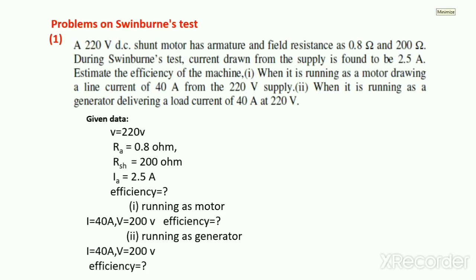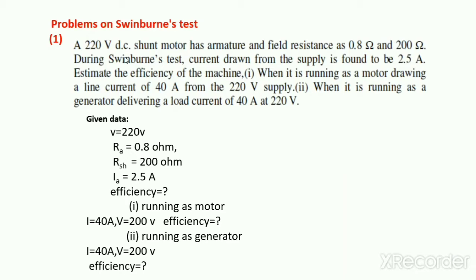In this test, there is no load applied to the motor. We only switch on the motor and note down all the readings of the voltmeter and ammeters. This kind of method is called the no load test, and it predetermines the efficiency without applying the load. That is the main operation of a Swinburne's test.